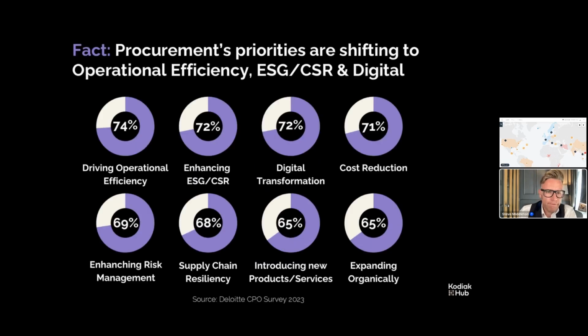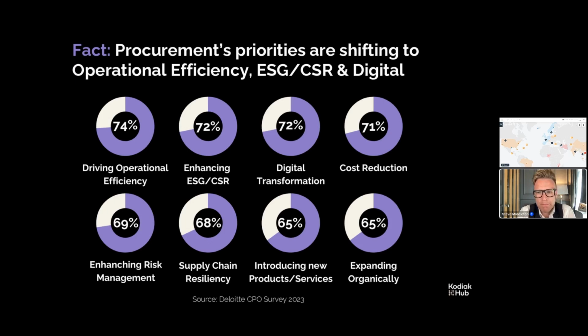And I pulled this information. In fact, I've taken these stats from the most recent edition of the Deloitte's Chief Procurement Officer Survey. For the second year running, reducing costs is no longer listed as the top priority, where it has sat in the previous 10 editions of this document.